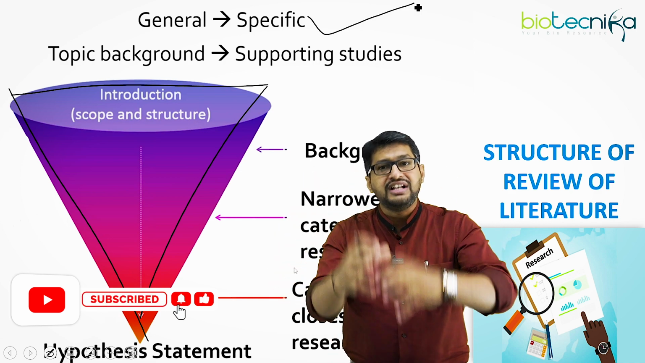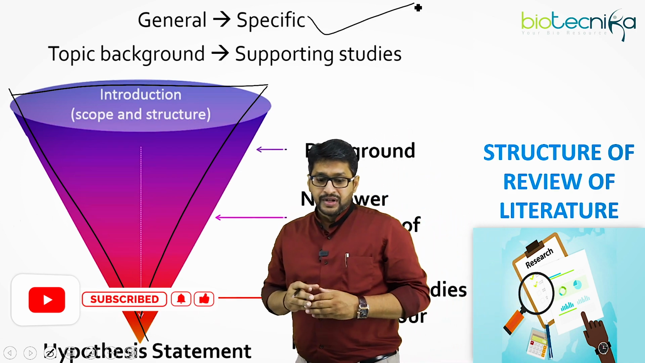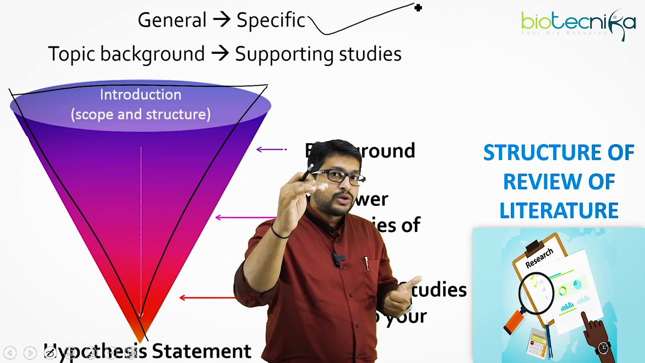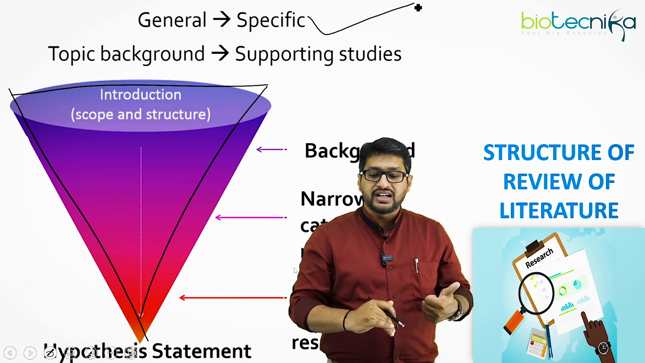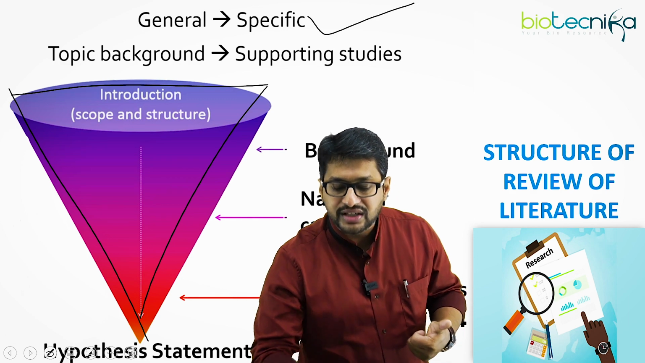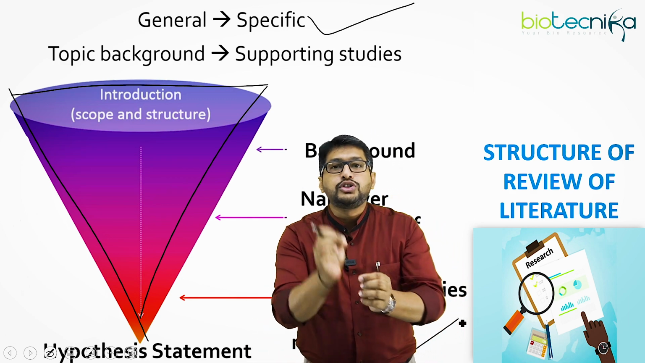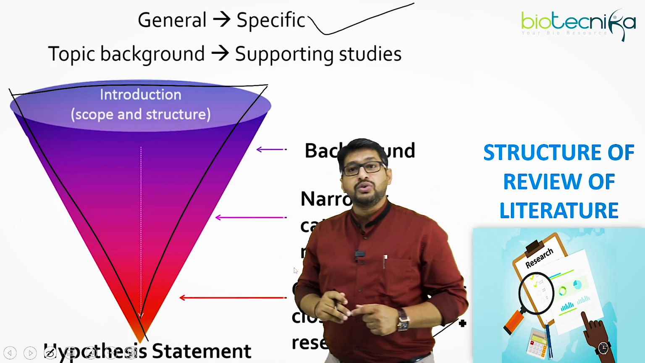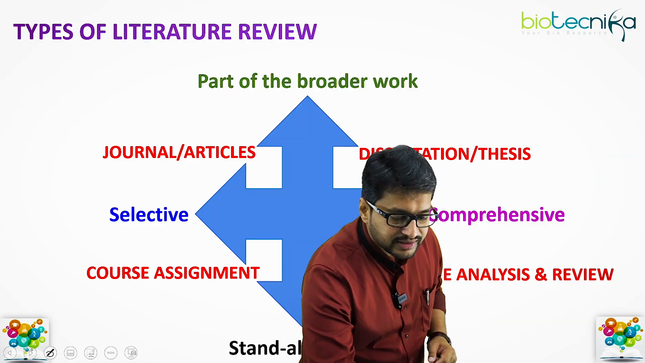These will act as the fillers in your pyramid. So you need to always know what exactly the background is, and with that background you need to narrow down your research categories, and with that narrowing of the research categories you need to come closer to the point of what you need to express. So this is how the structure of the review of literature normally exists.